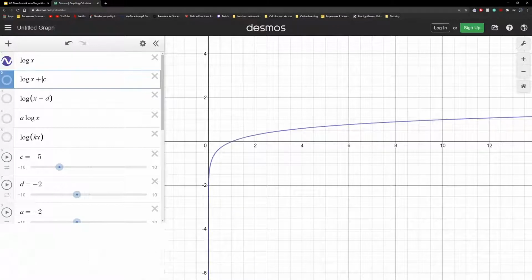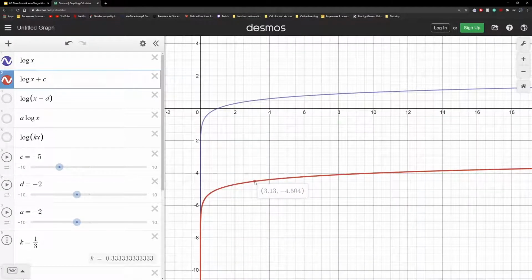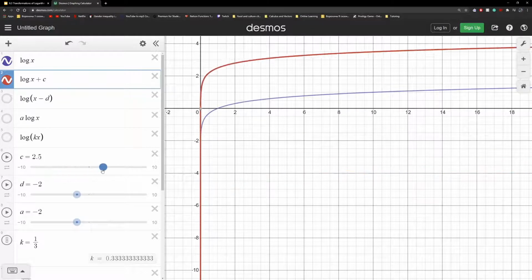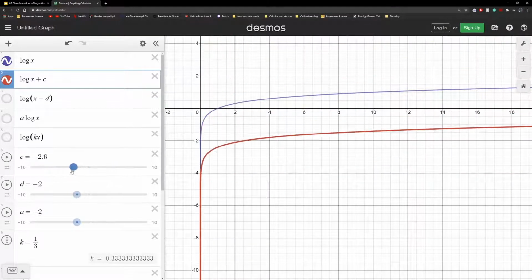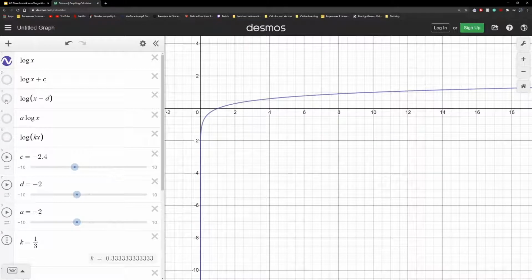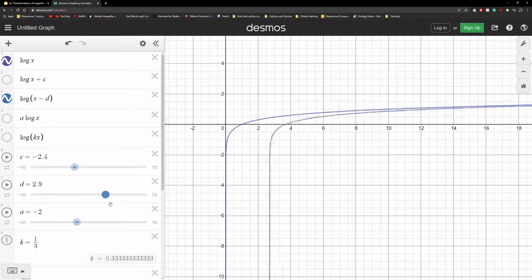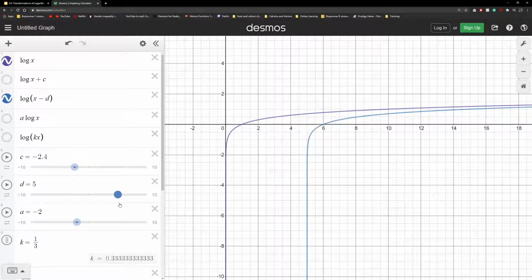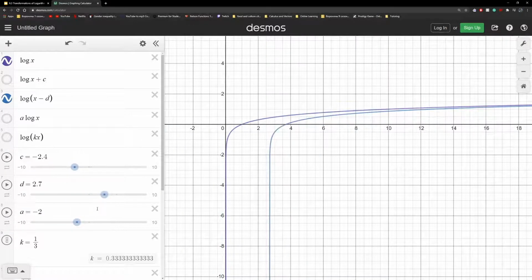So let's look at what this c value does. Oh, wow, it moved us down. What a surprise. As you can see, when we change the c value from positive to negative, it simply moves this function up or down, respectively. With our d value, it's moving it left or right. Again, if it's positive, it's moving to the right. If it's negative, it's moving to the left. We've done this a million times before, so it shouldn't be surprising.